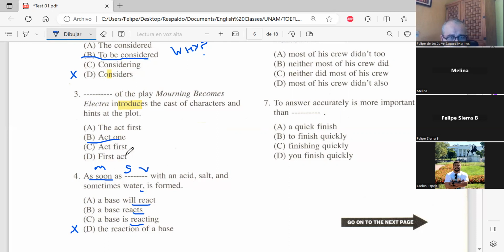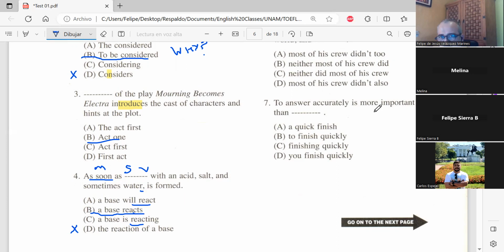But then this talks about science. Yes. So this is what happens if a base reacts with an acid. Yes. So as soon as a base reacts, okay, we're talking about science. Anytime that something is true, we use present simple. Present simple indicates that something is always true. So in other words, when we talk about science, we will always use present simple. As soon as a base reacts with an acid, salt, and sometimes water is formed.